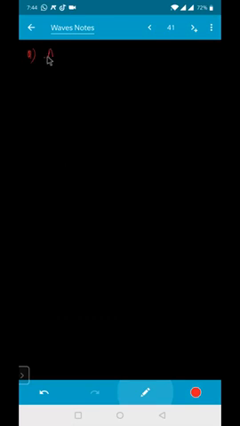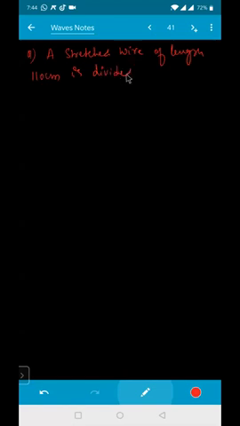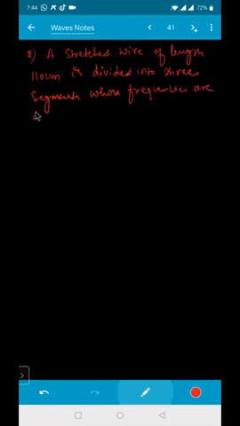Next question. This one also try to do it. A stretched wire of length 110 centimeter is divided into three segments whose frequencies are in the ratio 1:2:3.